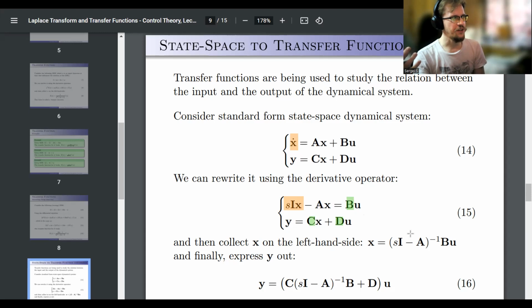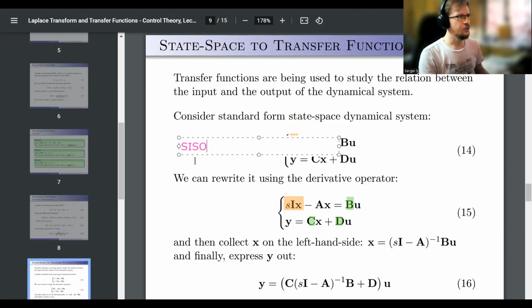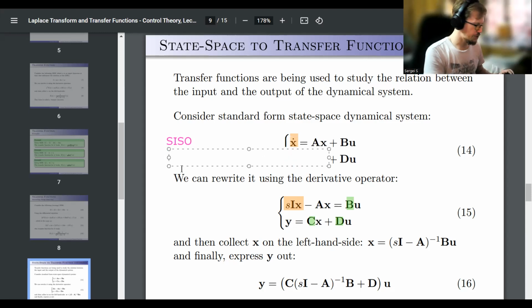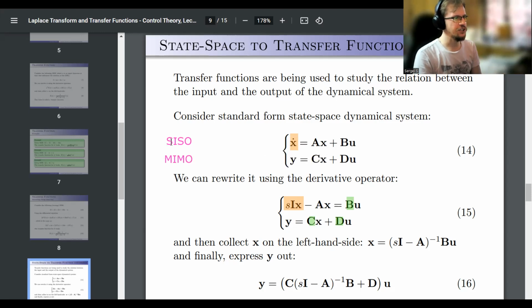The whole transfer function theory is designed for SISO systems, systems with single input, single output, as opposed to MIMO systems with multiple inputs, multiple outputs. Okay, so transfer functions are mostly for SISO systems. All right. So here we didn't indicate anywhere that the thing is going to be scalar, but in our practice it will be scalar.